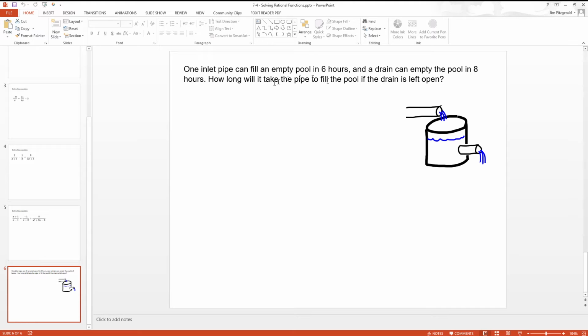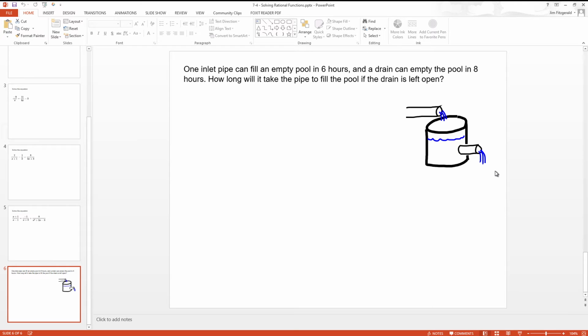We're looking at an inlet pipe. It's filling a pool. So it starts with an empty pool, it starts filling it up, and in 6 hours it fills it up to the top. Now separately, we've got a drain over here, right? And when that drain's open, it takes 8 hours to drain the whole pool.